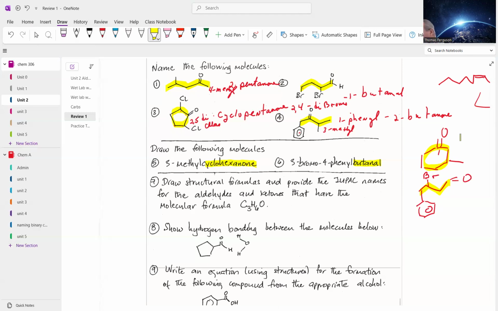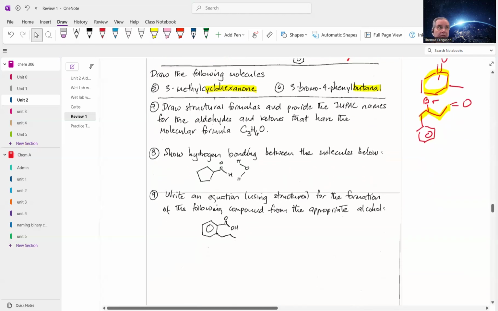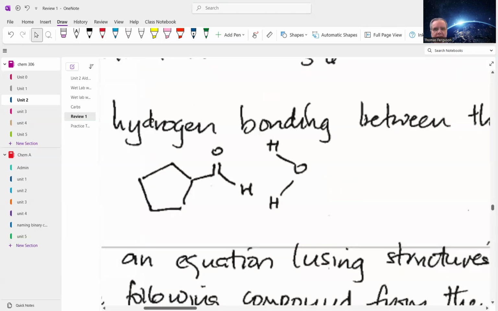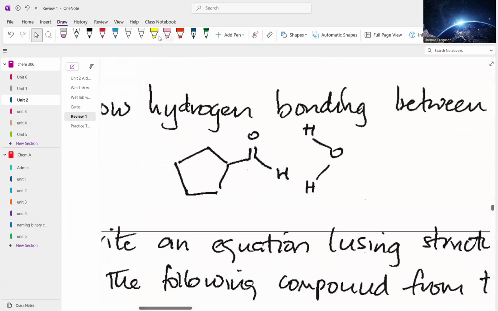Okay, hydrogen bonding behavior. So this is an aldehyde. And if you have a carbonyl group, a C double bonded O, where that electronegative oxygen draws electrons from the carbon, you end up with a dipole there. And that's attracted to the hydrogen in water.